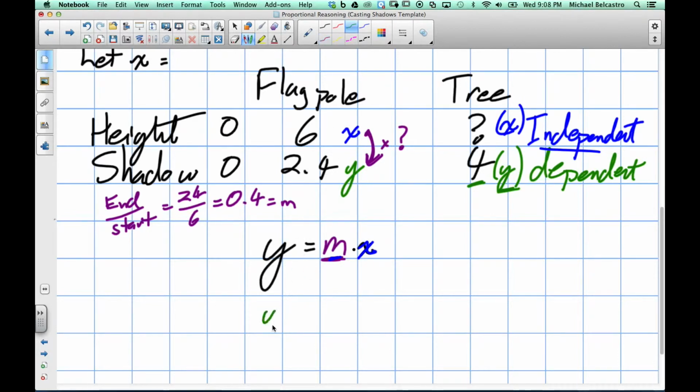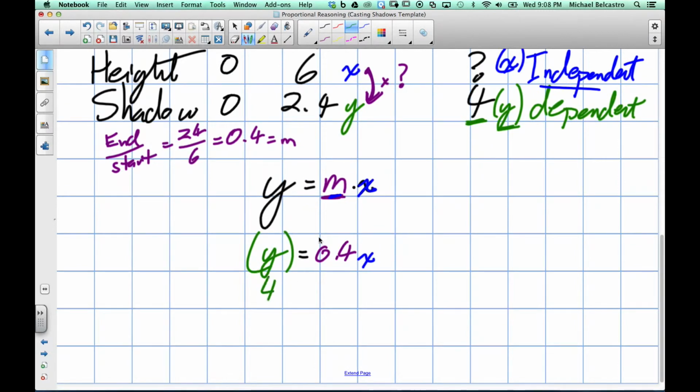So y is equal to m, which is 0.4 times x. Well, we know our dependent variable in the tree's case, it's 4. So we're going to replace y with the value of 4. So 4 is equal to 0.4 times x. And the goal is to figure out our x. Well, we'll need to divide both sides by 0.4. And when we divide both sides by 0.4, this side reduces to a value of 1. Sometimes they call it canceling out. But essentially, you'll be left with an x on this side.